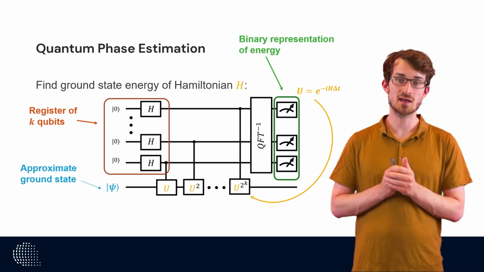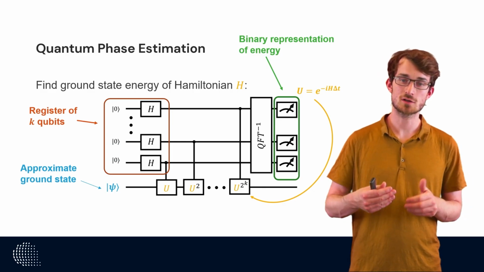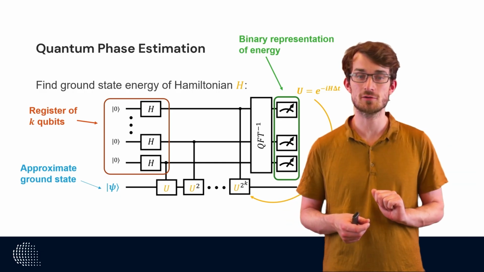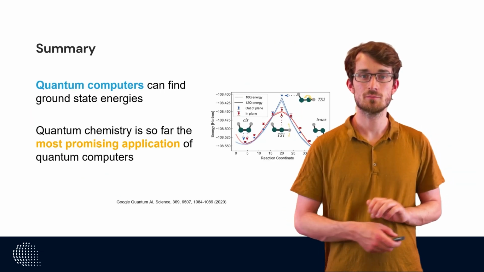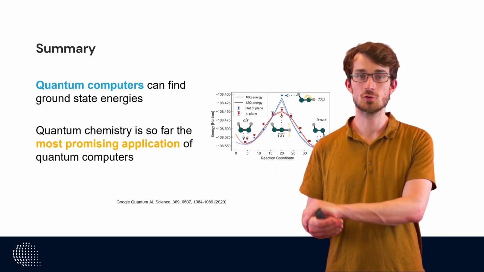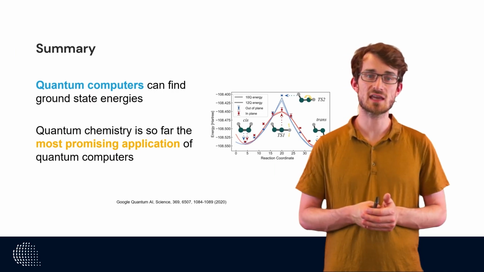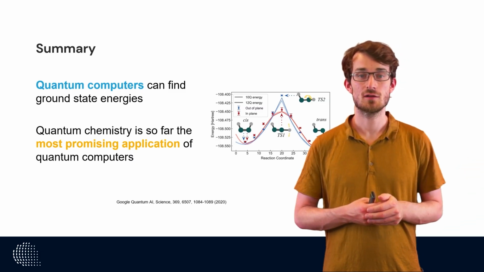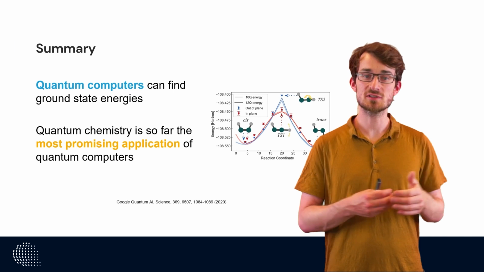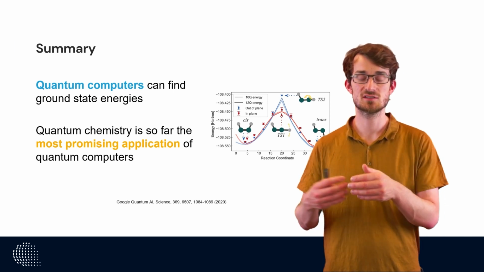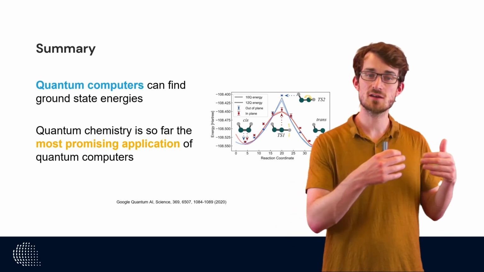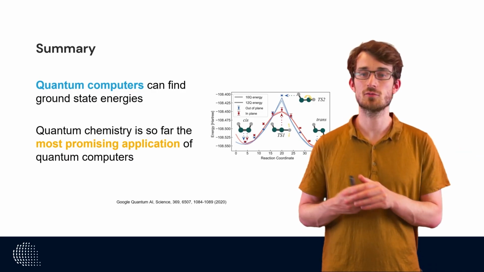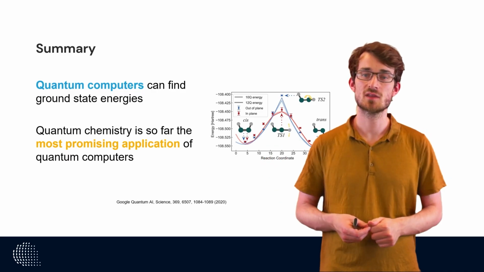So this circuit that you see here is really the key workhorse of quantum chemistry, and the one that can help us solve all the interesting problems that I talked about in the beginning. And with that, I want to conclude with the message that quantum computers can help us to find ground state energies of molecules we care about. And this is actually the most promising application in the sense that this is an application where we really know, with very high certainty, that quantum computers can do something useful.